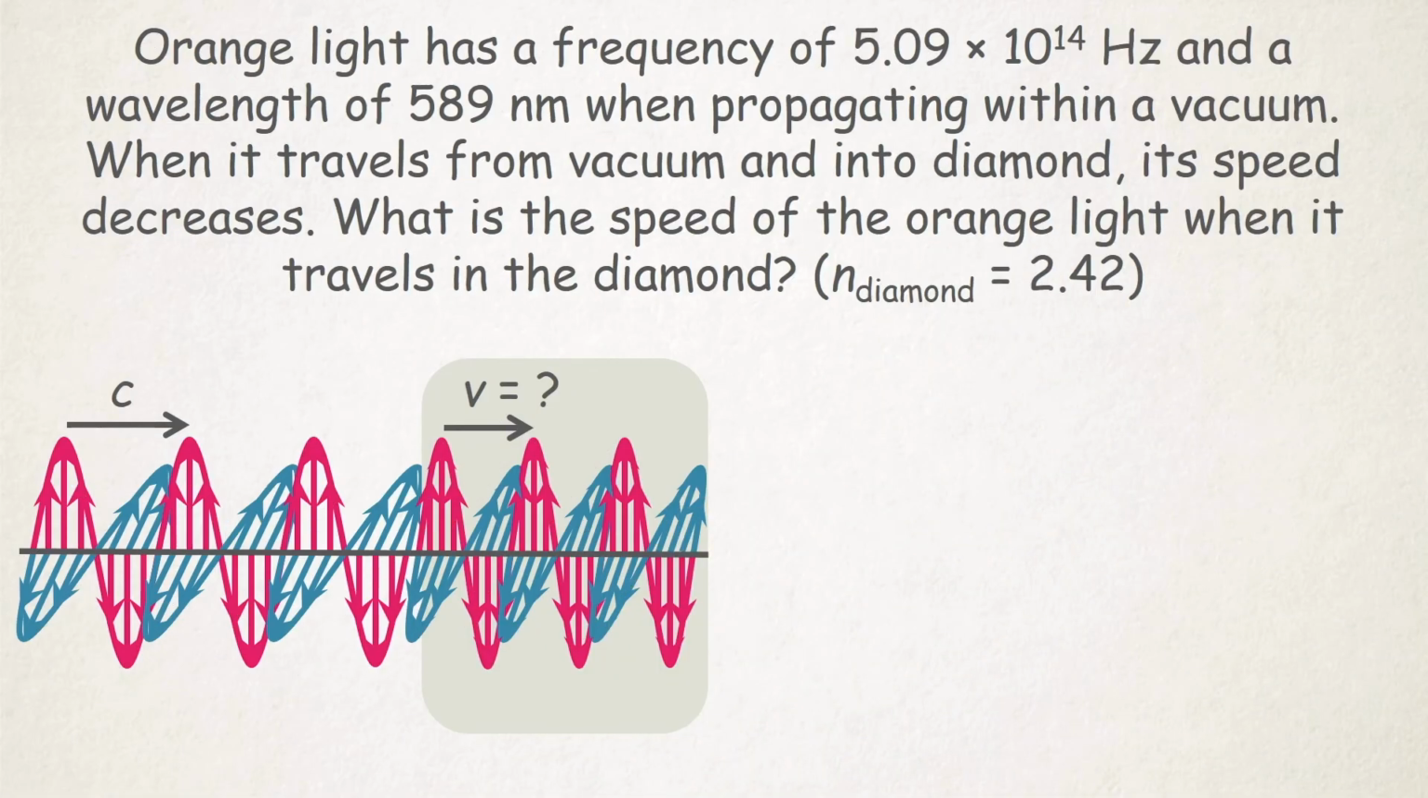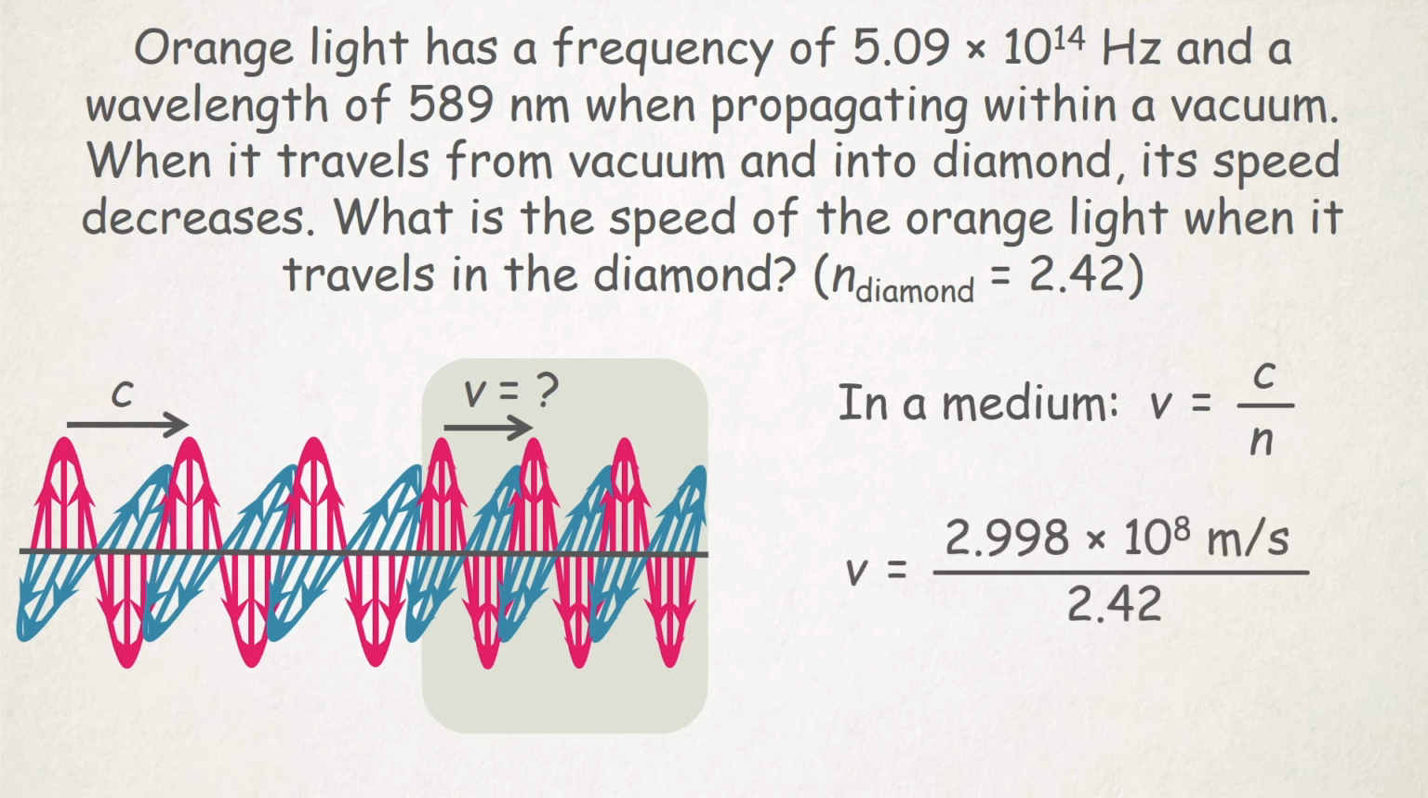Orange light has a frequency of 5.09 times 10 to the 14 hertz and a wavelength of 589 nanometers when traveling in a vacuum. When it travels from vacuum into a diamond, its speed decreases. What's the speed of the orange light when it's in the diamond? You can use the speed of light in vacuum and the index of refraction for diamond, 2.42. When traveling in the diamond, the light has a speed of 1.24 times 10 to the 8 meters per second.